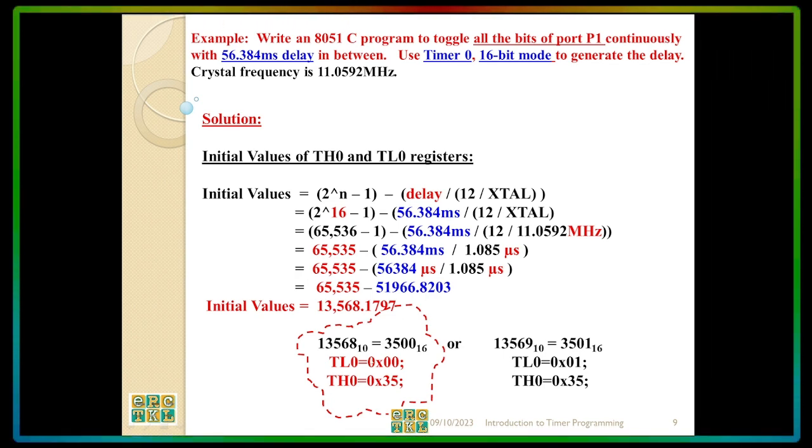Also, it's not always 0. It depends on the question. If the question is to use timer 1, then we will call these TL1 and TH1, not TL0 and TH0.